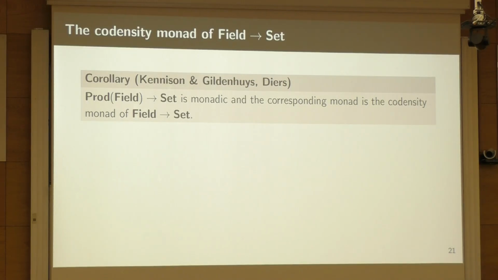Now, I came across this result as I was very interested in this example, and I came out and I proved it, and then I realized that actually this was known, just not very well known. So actually this result of monadicity over set is already proved by Kennison and Gildenhuys. And yeah, although they use quite different methods, my proof is more explicit, and it really just applies to fields.